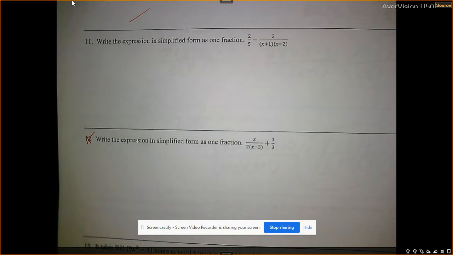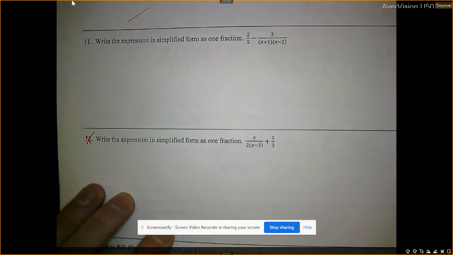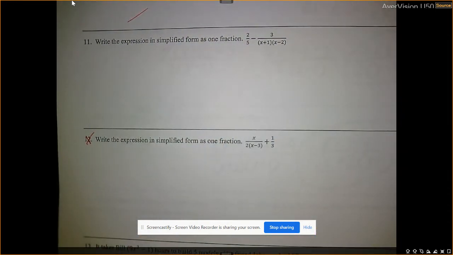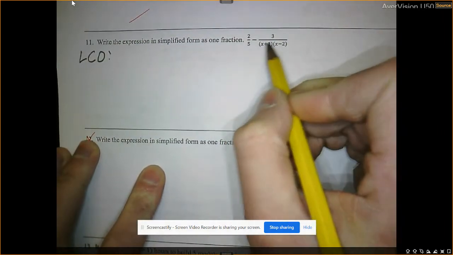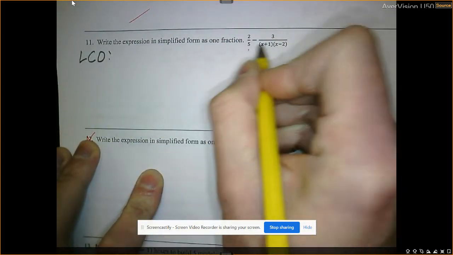We have a subtraction problem. And when we have subtraction or addition, that means we need to find that common denominator. Okay, so that's where you're starting. What's that common denominator? And in this case, it's going to be just these two denominators multiplied by each other. So 5 times the x plus 1, x minus 2.